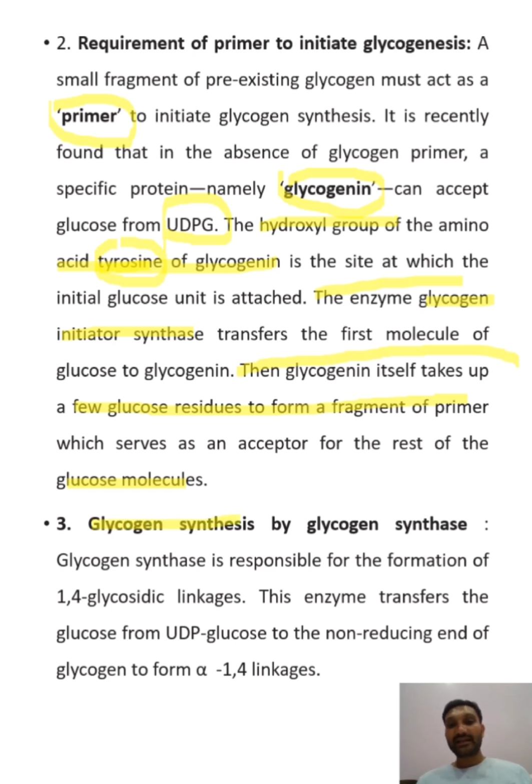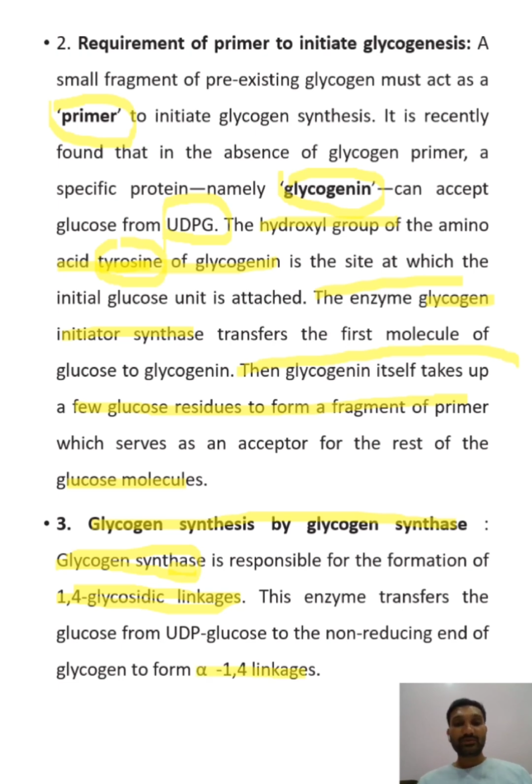glycogen synthesis by glycogen synthase. After the initiation, the main step, the synthesis of glycogen, proceeds. Here glycogen synthase is a very essential enzyme. It is responsible for the formation of the alpha 1,4 glycosidic linkage. This enzyme transfers glucose from uridine diphosphate glucose to the non-reducing end of glycogen to form an alpha 1,4 linkage.